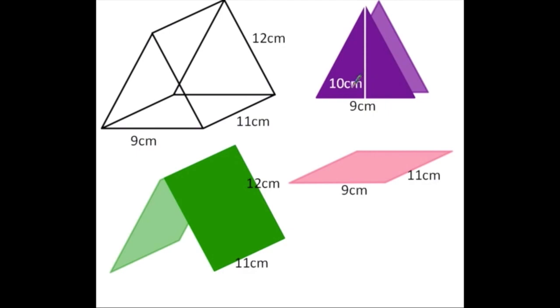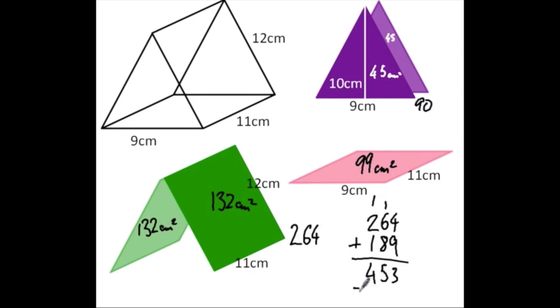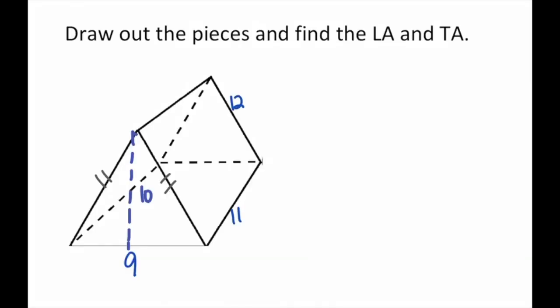So triangles, to find the area of a triangle, you need to multiply the vertical height by the base and then divide by 2. So 10 times 9 is 90, divided by 2, 45 square centimeters. So this one's also 45. This here has an area of 99 square centimeters. This one's 132, and so is this one. Okay, adding these together, 453 square centimeters. That's the total surface area of that triangular prism.